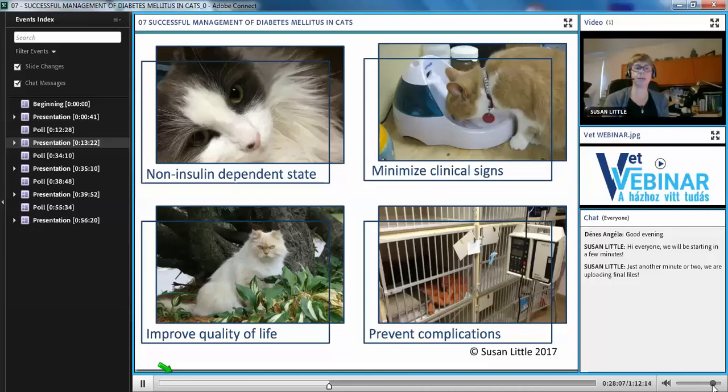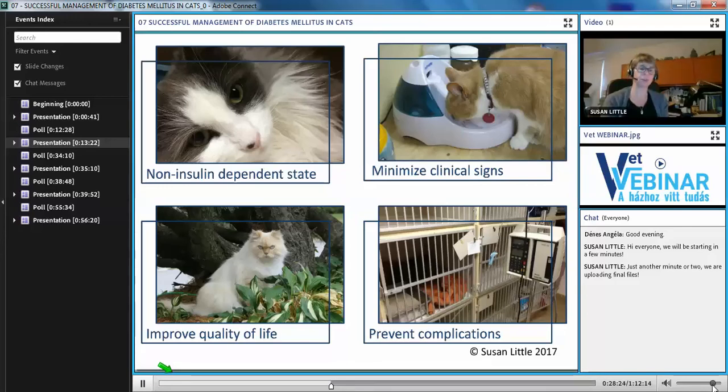So over and above that, though, we want to minimize the clinical signs because owners find those distressing to see. Certainly from the cat's point of view, it's about quality of life. So we want to improve that cat's quality of life so that they can do the normal cat things that they should be doing at that stage of their life. And we want to prevent complications.